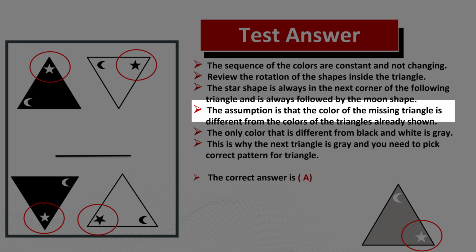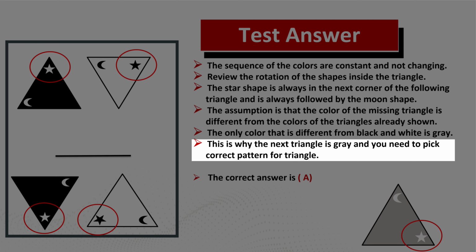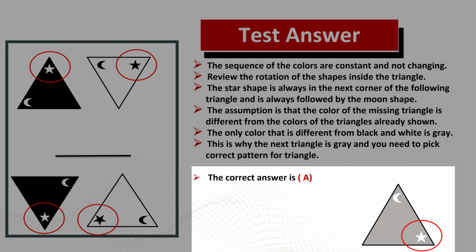The assumption here is that the color of the missing triangle is different from the colors of triangles already shown, and the only color that is different from black and white is gray. This is why the next triangle is gray, and you would need to pick the correct pattern for the triangle. So the correct choice here is choice A.